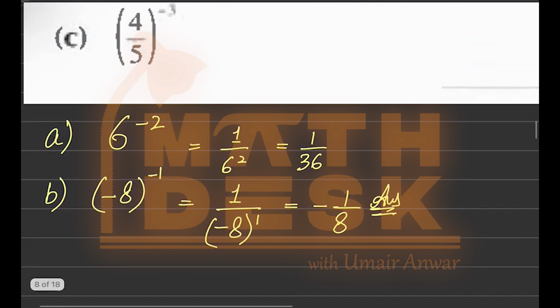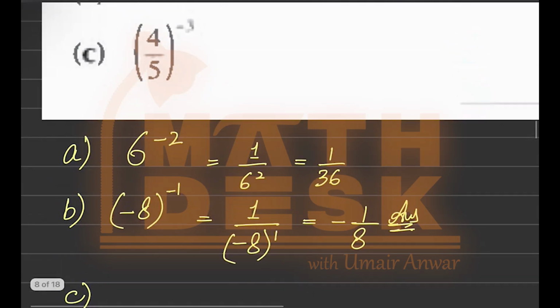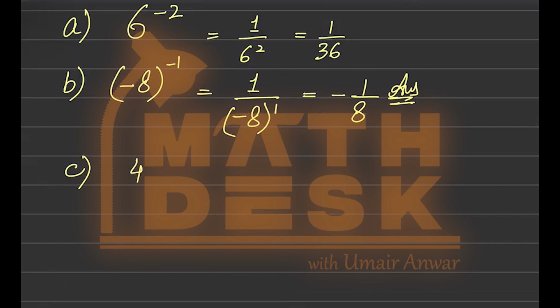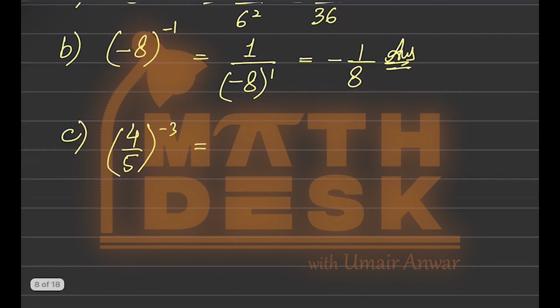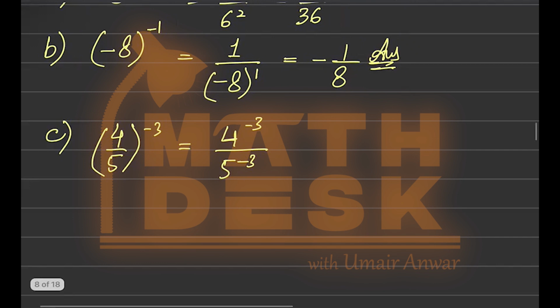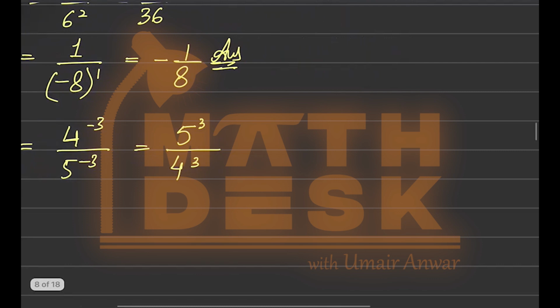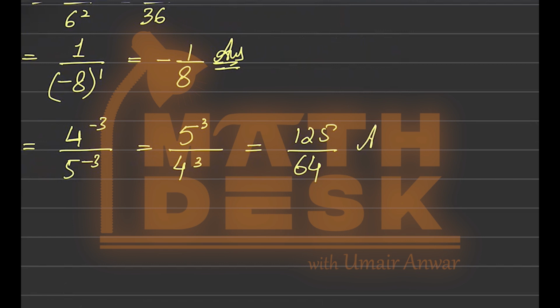Part C says 4 upon 5 raised to minus 3. The previous law that we have studied is that this power should be applied to the numerator and the denominator both. Now, if we want to change the sign of the power, the numerator should be brought to the denominator, and the denominator should be taken to the numerator, so that the sign of the index becomes positive. So it becomes 125 divided by 64. This is the final answer for this part.